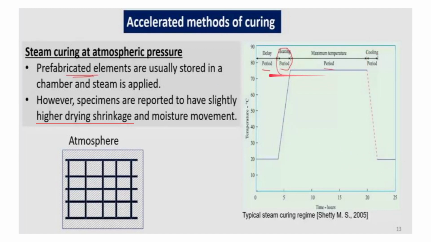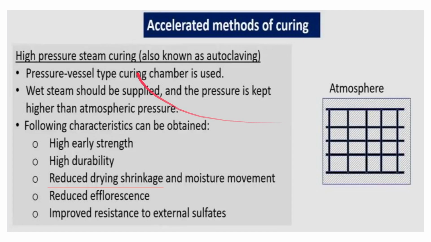So the heating is done at about 275 degrees centigrade. One thing should be kept in mind: heating should not go above 100, because above 100 the water itself evaporates. So if we go to temperatures above 100, or even above 90, that may be detrimental. So, accelerated methods of curing.